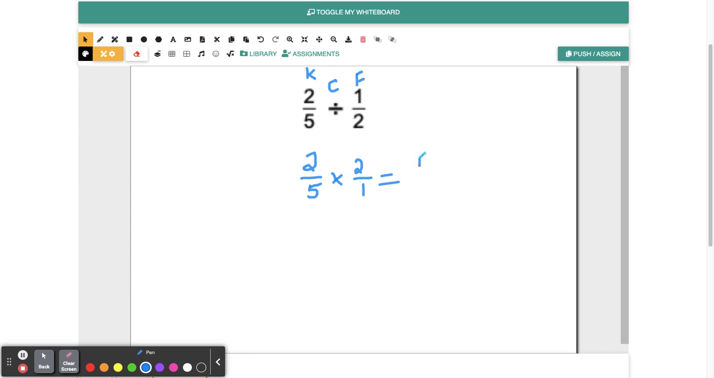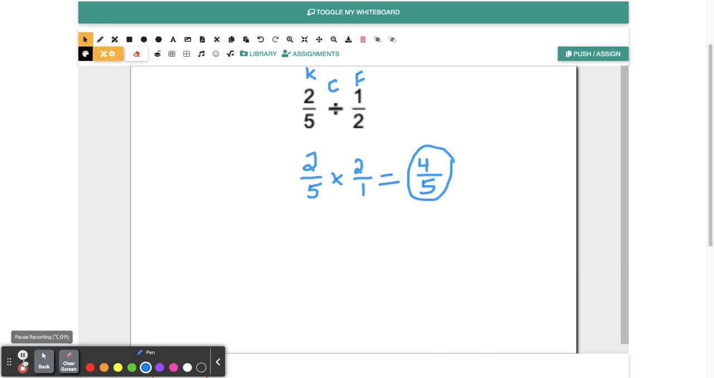2 times 2 is 4. 5 times 1 is 5. And I have 4/5 as my answer. There's nothing we have to do after that. We keep, change, flip, multiply across, and there's our answer. Obviously, if you have to simplify or change into a mixed number, you'll have to go ahead and do that. But for the most part, dividing fractions, all we're doing is keep, change, flip.